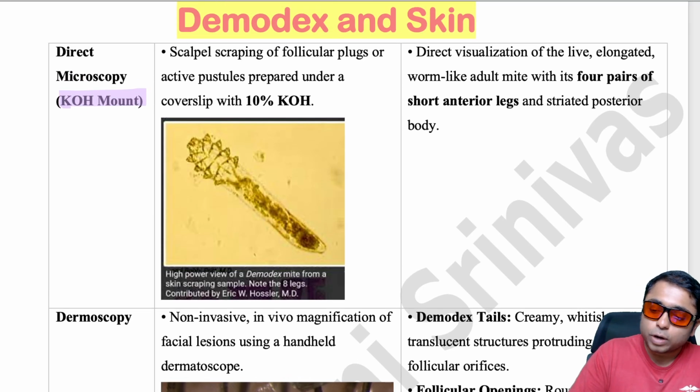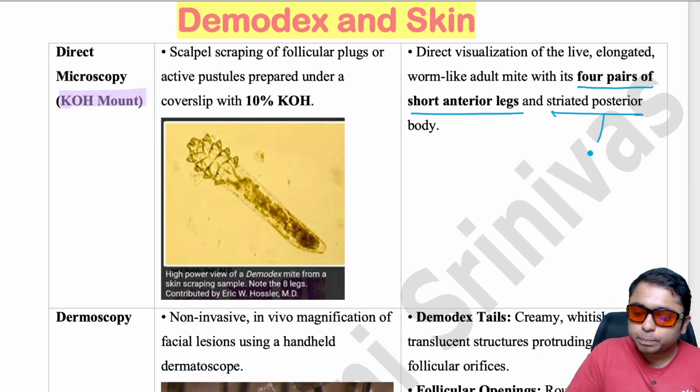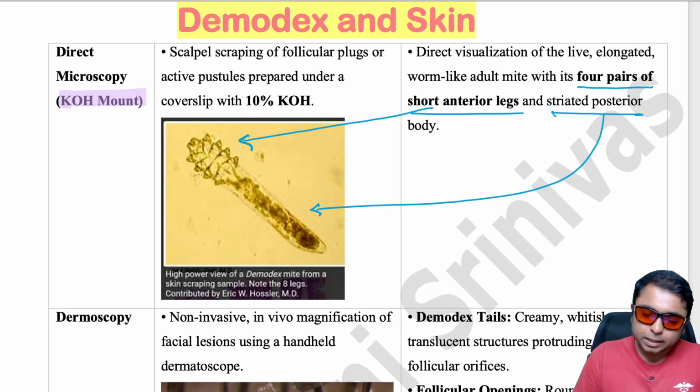And how is it going to appear? It will have 4 pairs of short anterior legs, and it is going to have a straight posterior body, as you can see in this picture. So these are the 4 anterior pairs of the legs which are very short, and this appears to be somewhat same like the scabies mite, but in the scabies mite it was 2 pairs of anterior legs and 2 pairs of posterior legs, and the organism was appearing like a turtle or a tortoise, right?